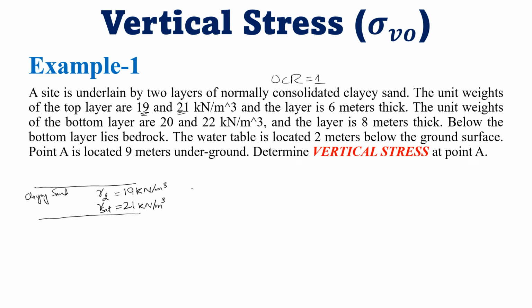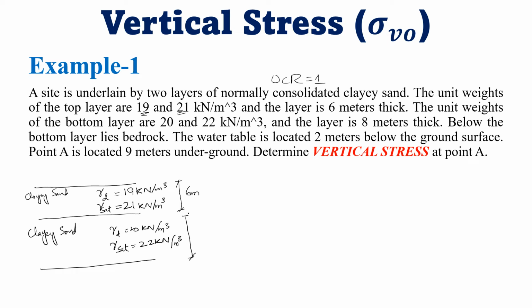The layer is 6 meter deep. So the depth of the layer is 6 meter. The unit weights of the bottom layer are 20 and 22. Suppose this is the bottom layer. This is also clay sand. So its unit weights are 20 and 22. The lesser value will be considered as gamma D and the greater value will be gamma saturated, and this is 22 kilonewton per meter cube. It is 8 meter thick, so we'll take the depth of the second layer as 8 meter.